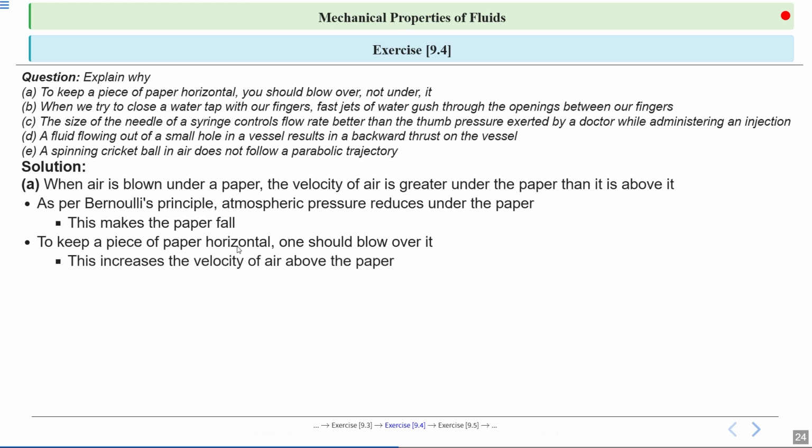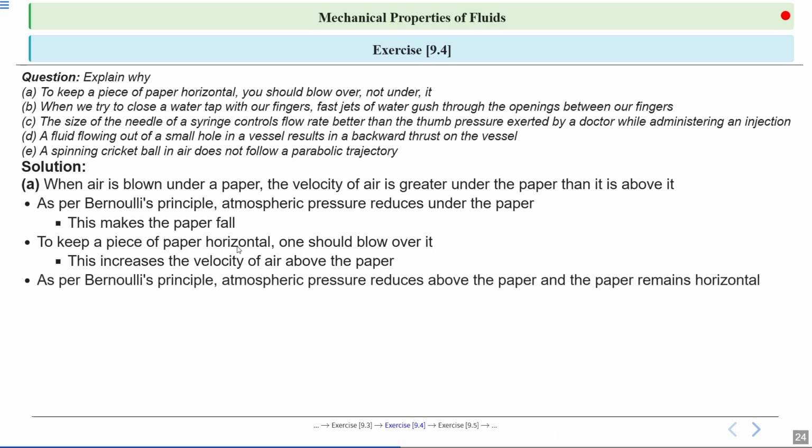This increases the velocity of air above the paper. As per Bernoulli's principle, atmospheric pressure reduces above the paper and the paper remains horizontal. This is a direct application of Bernoulli's principle. Higher velocity means lower pressure.